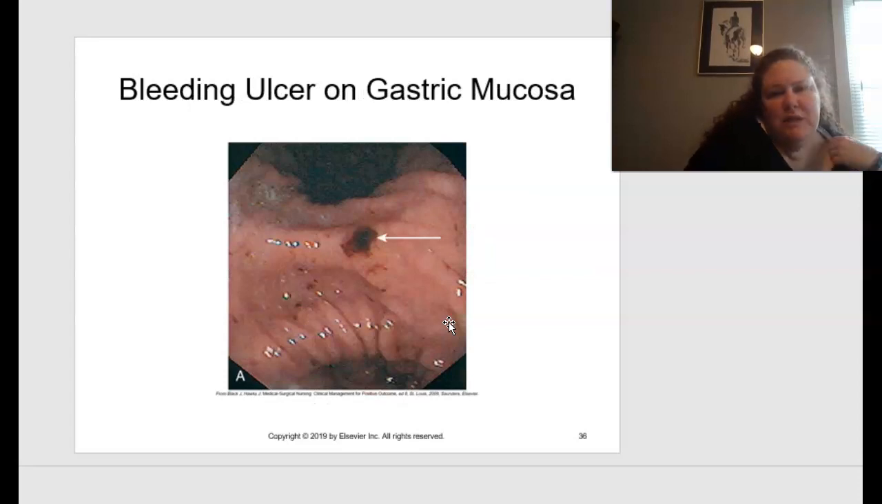This is an example of a bleeding ulcer on a gastric mucosa, and this is where the red clotty thing looks, and this is on page 453. And so you can see a bleeding ulcer obviously has blood, and then you can see the ulceration, which is that disruption and the irritation of that skin. Not skin, but the tissue.